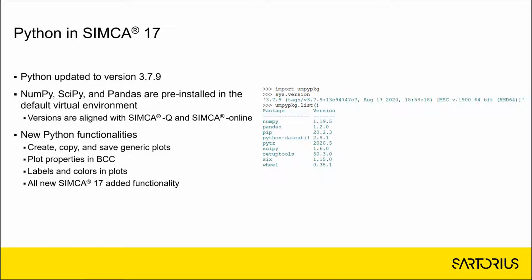This video will end like it began with some information slides. First, a note on the Python implementation in SIMCA 17. We've updated Python to version 3.7.9 and now some common packages are pre-installed in the default virtual environment, and these packages are NumPy, SciPy and Pandas. Of course, all new SIMCA 17 functionality has been added to the Python interface as well, but in addition, we have also added more control over SIMCA plots.